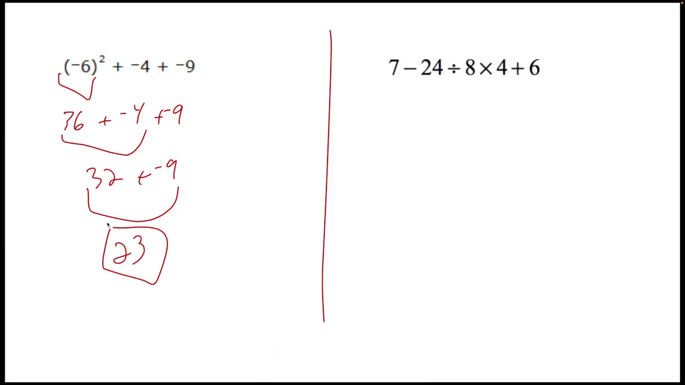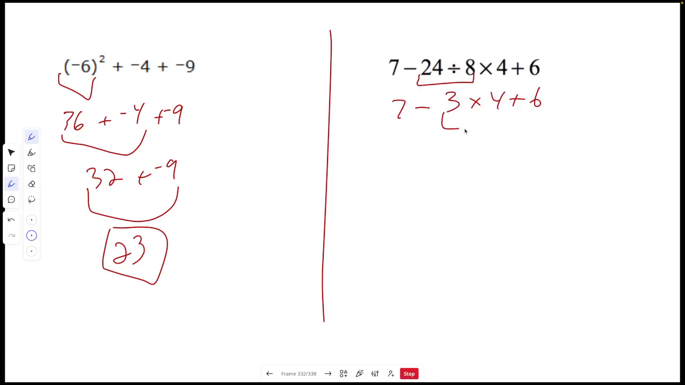For this problem on the right, you should have said, oh, I see multiplication. There are no grouping symbols. There are no exponents, but I see multiplication and division. So you have to go from left to right. So you should have done 24 divided by 8 is 3. Then you should have done 3 times 4, which is 12. And then you should have said, okay, there's addition and subtraction. And so you need to follow that one from left to right. Just like multiplication and division, you need to follow addition and subtraction left to right. So 7 minus 12 is -5. -5 plus 6, final answer is 1.